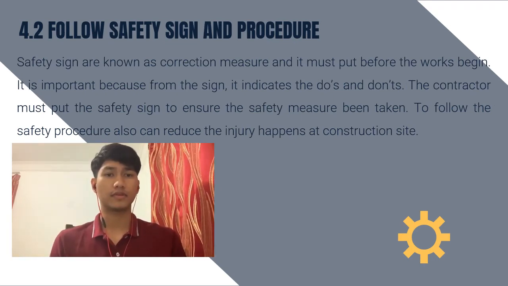4.2 Follow safety sign and procedure. Safety signs are known as a correction measure and must be put up before the work begins. It is important because the sign indicates the do's and don'ts. The contractor must put up the safety sign to ensure the safety measure is taken. Following the safety procedure can also reduce injuries at construction sites.